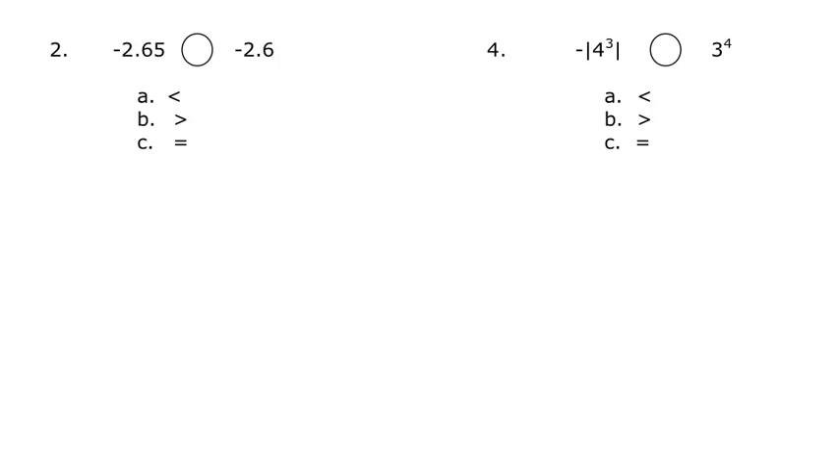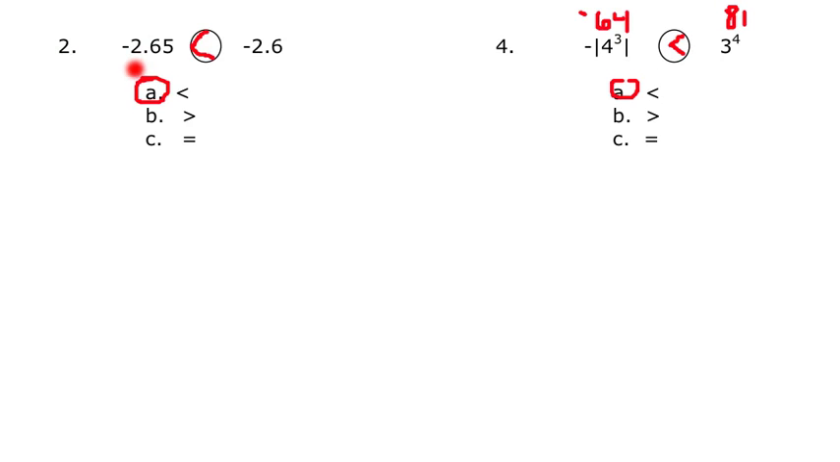Now let's take a look at the next two problems. I apologize for the numbering being off. This should be number 3. So negative 2.65 and negative 2.6, and negative 2, the absolute value of 4 to the third, compared to 3 to the fourth.